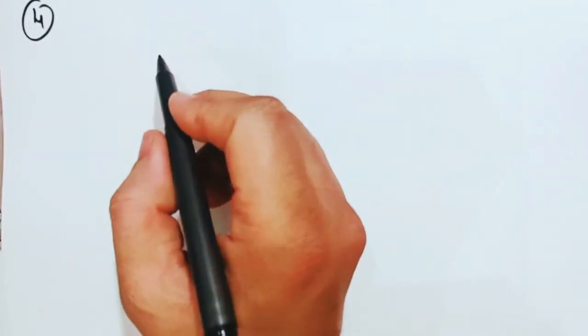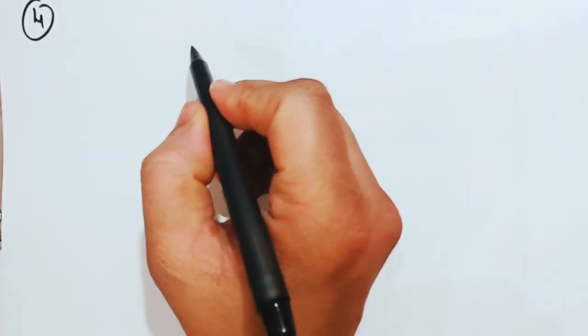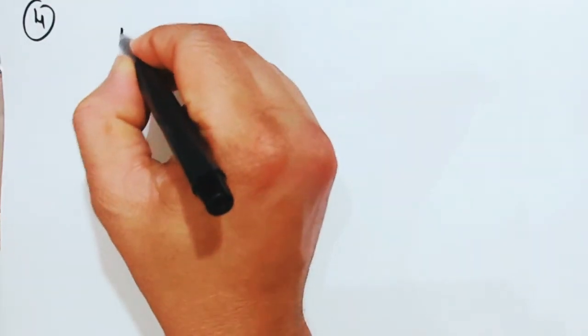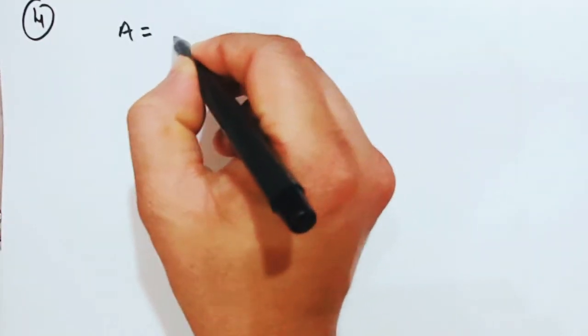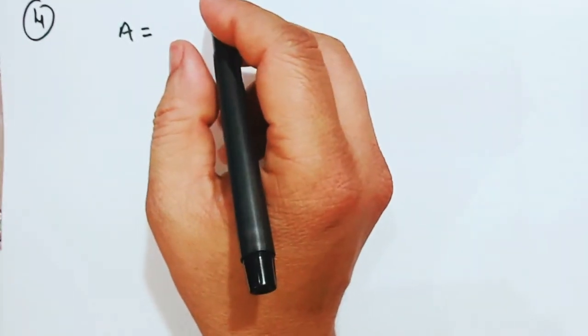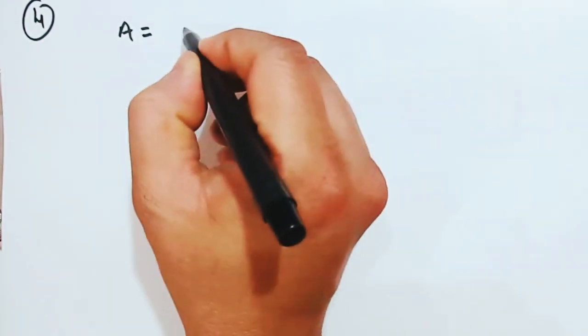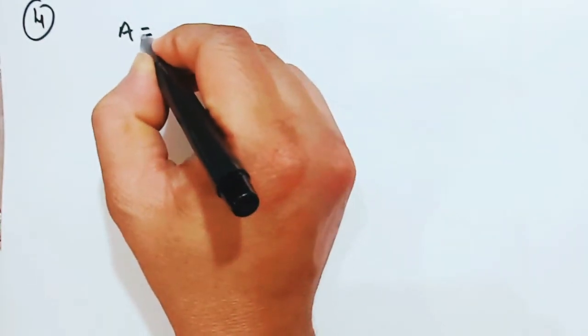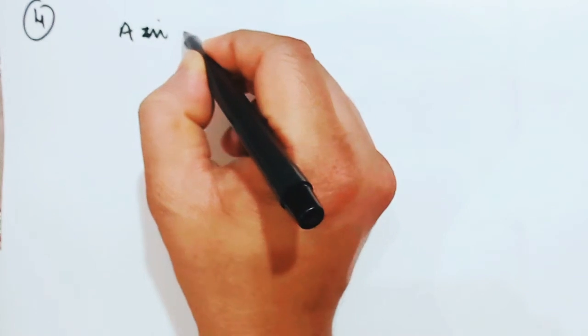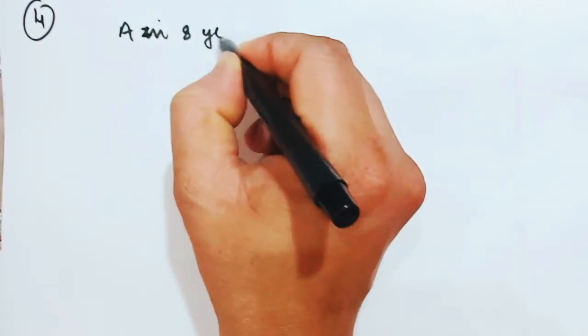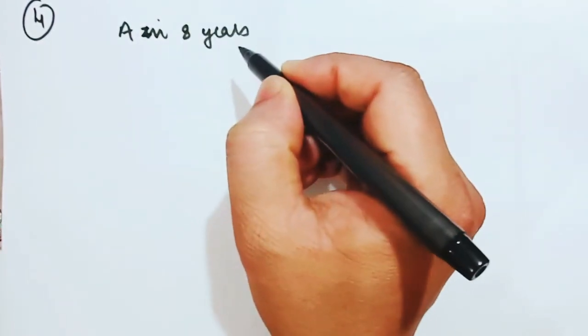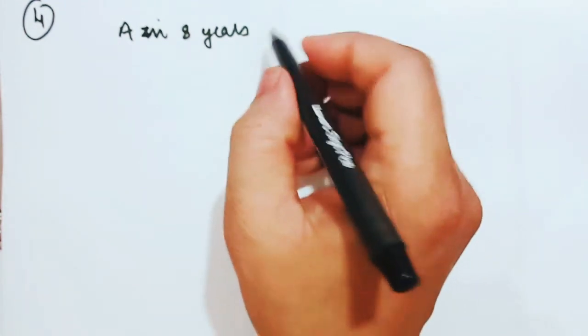Let's come to number 4. What is there in number 4? Let's see. Rupees 4,000 amount to rupees 5,000 in 8 years. So they have given you the amount. Amount is equal to 5,000. So let me write, amount in 8 years is equal to how much?